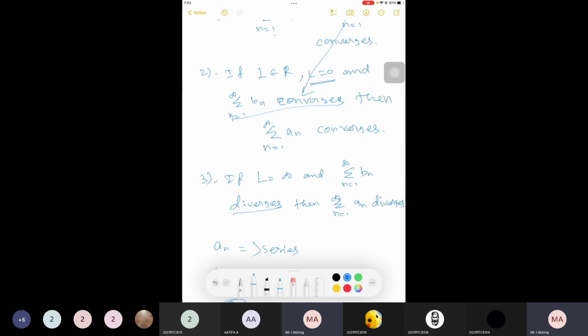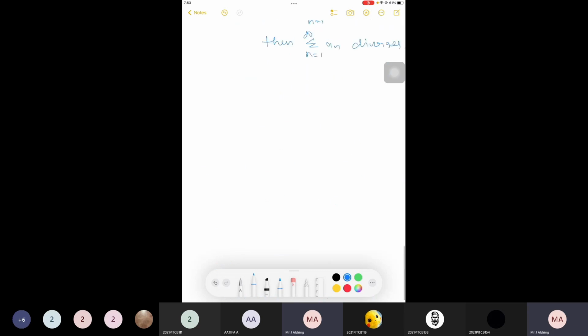First, I will select the problem now. The question is, consider this series: 3 by 1 plus 4 by 8 plus 5 by 27 plus 6 by 64, plus it goes on. We may consider that as one series. We are going to test whether it is convergent or divergent. So we are going to test now.